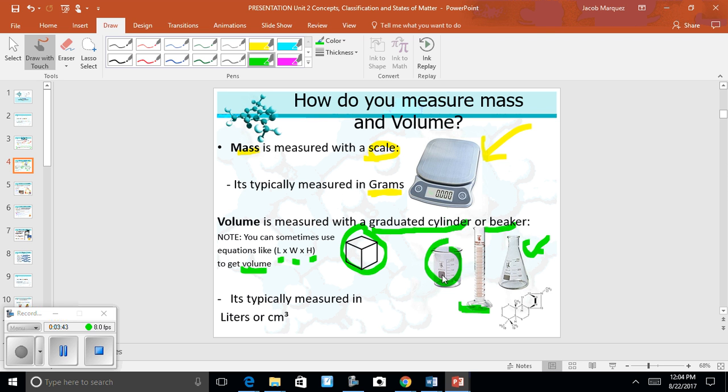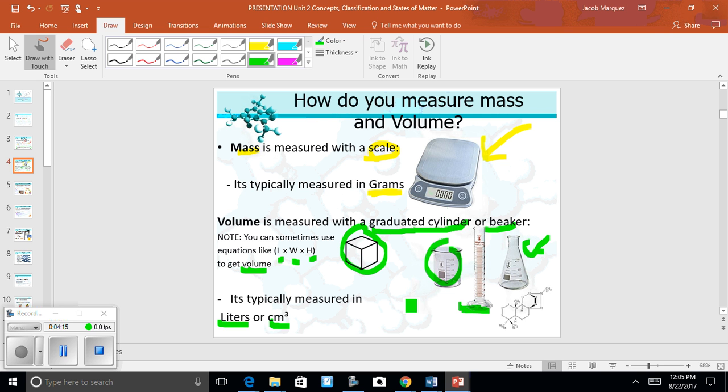You don't necessarily have to use these tools. So if I give you a box, it's a perfect box, you can measure the length, get the width and the height, and you're going to be able to get the volume of that box. Okay. Now, what are the units that we typically work with in volume? Those units are going to be liters. They could be milliliters, kiloliters, or just liters. Sometimes they're referred to as cubic centimeters as well.